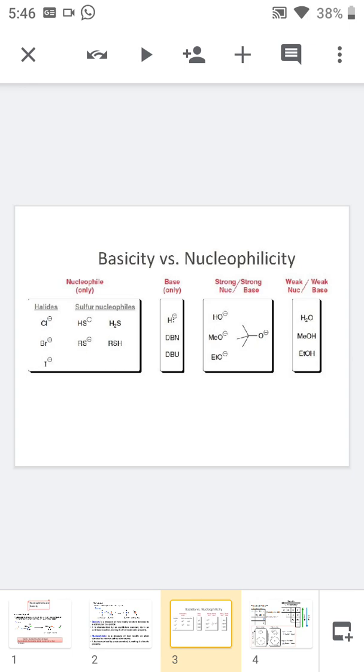The next category is weak nucleophile, and at the same time they act as a weak base. Example, water. It cannot donate the pair of electrons from the oxygen readily. That's why it acts as a weak base. Similarly, it cannot donate its pair of electrons to H plus very readily. So the water is acting as a weak nucleophile and weak base, and OH minus acts as a strong nucleophile and strong base, whereas H minus acts as a base only and HS minus acts as a nucleophile only.